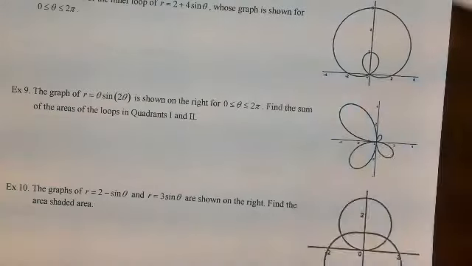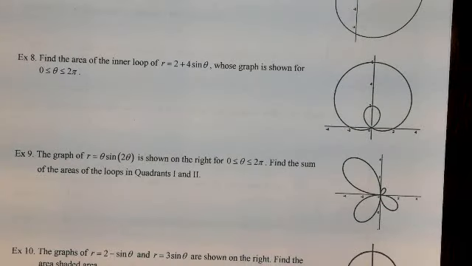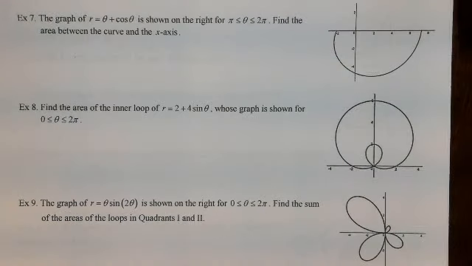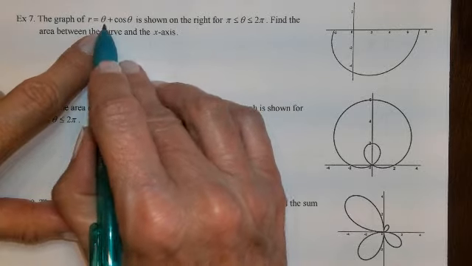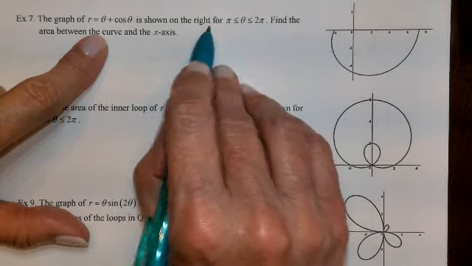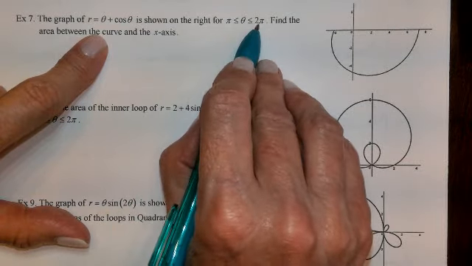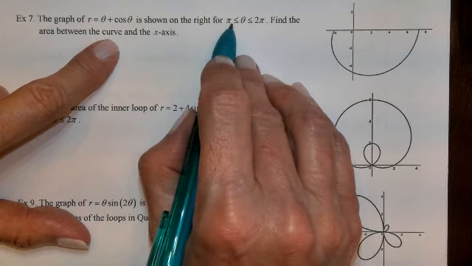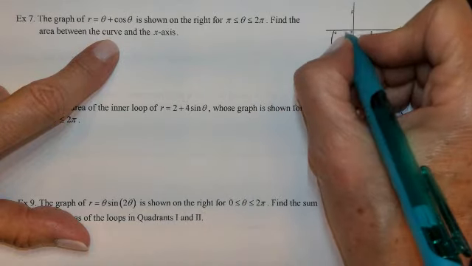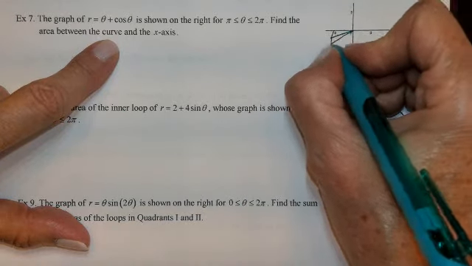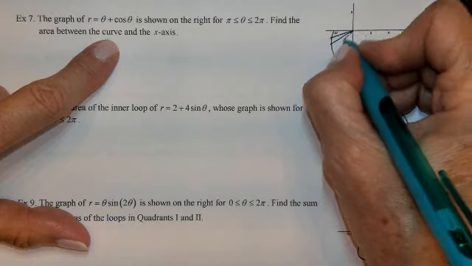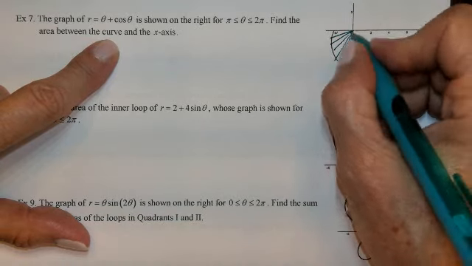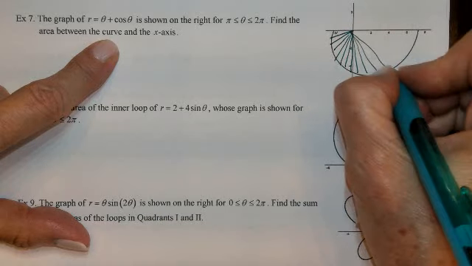Okay? Let's look at another example. Example 7. Almost done for today, just a couple more. The graph of r is equal to theta plus cosine theta is shown on the right for pi to 2 pi. Find the area between the curve and the x-axis. Okay? We're going from pi to 2 pi. So our first little sector would be right here, and then right here, and then here, and then here. Our sectors have to go in the counterclockwise direction.